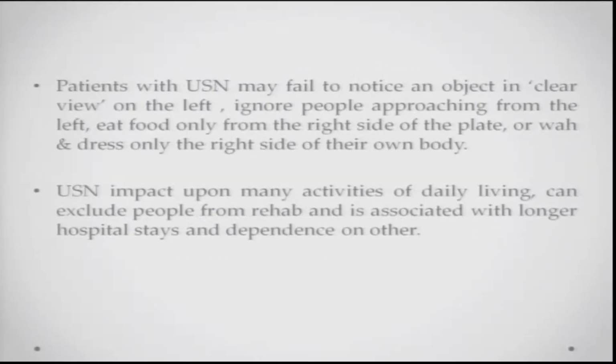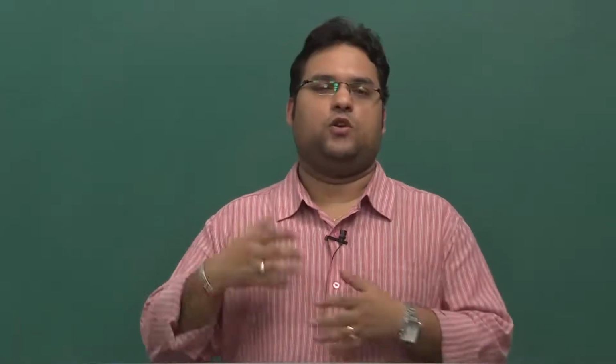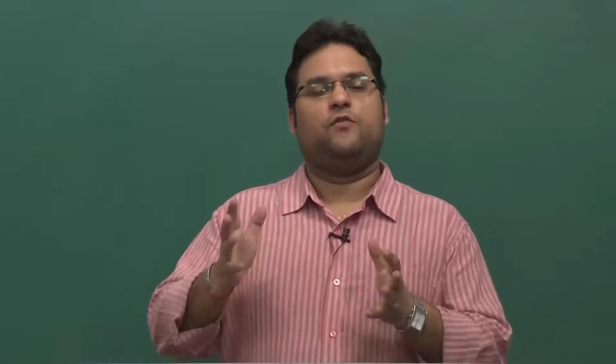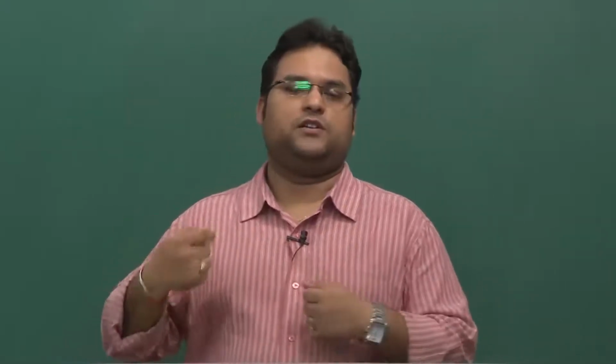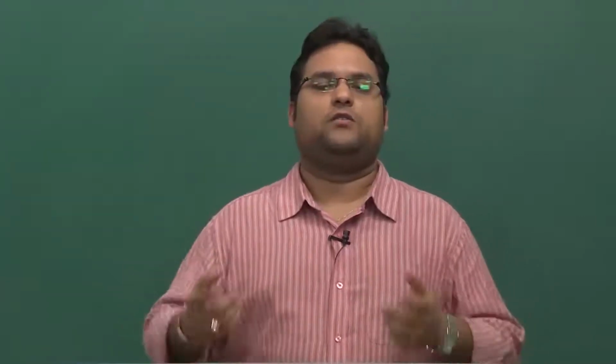Patients with USN, unilateral spatial neglect, may fail to notice an object in clear view on the left side. They ignore people approaching from the left side, they would eat food only from the left side of the plate, they would dress only the right side of the body. There are interesting anecdotes about USN you might find in a lot of books on neuropsychology: there was a patient suffering from unilateral spatial neglect. Every time he would shave or dress himself, he would shave just one side of the face and wear a shirt or pants only on one side of the body and not on the other side. It's because this person is not able to attend to anything on the contralateral hemifield.